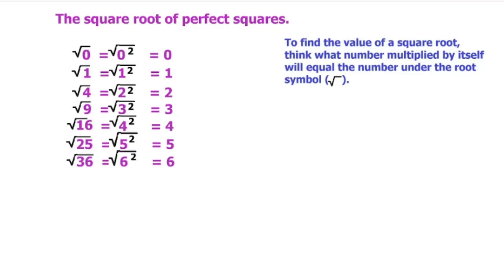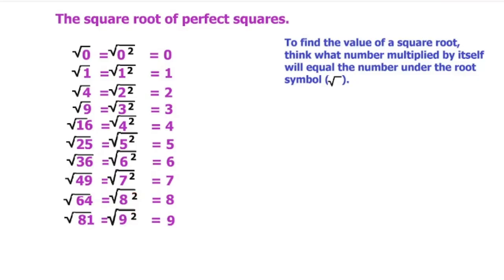And then for 6, 6 times 6 is 36. The square root of 36 is just going to be 6. For 7, 7 squared is 49. So the square root of 49 is just going to be 7. And then for 8, same thing. 8 squared is 64. The square root of 64 is just going to be 8.